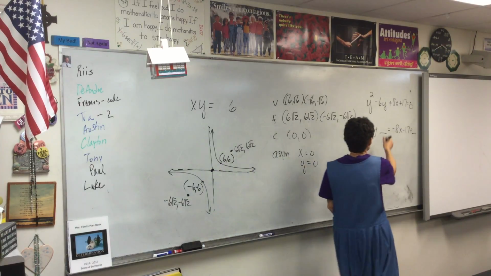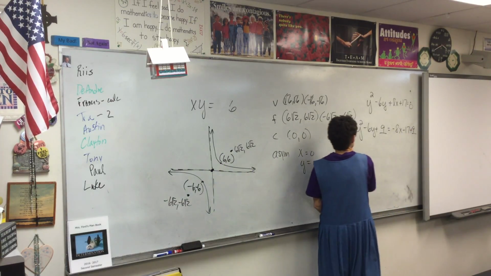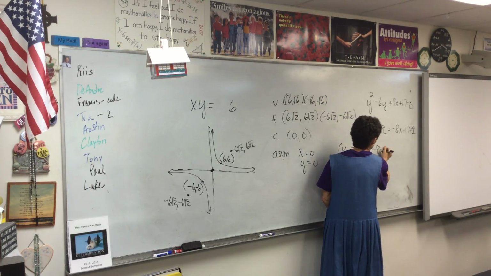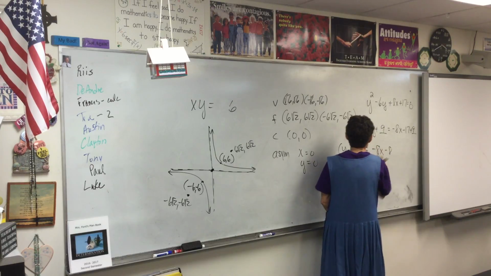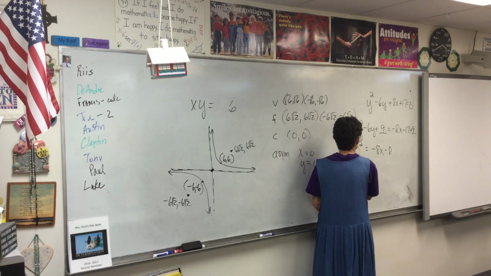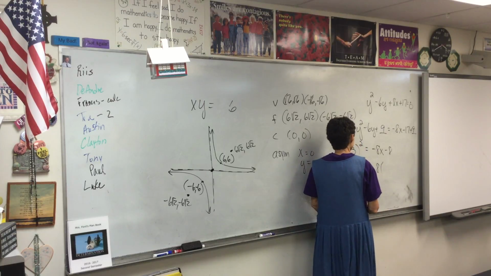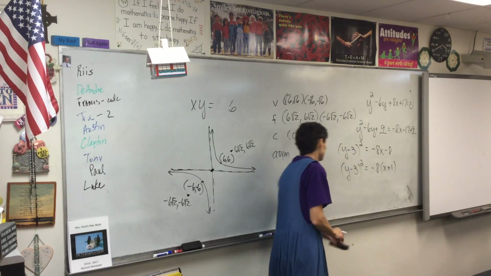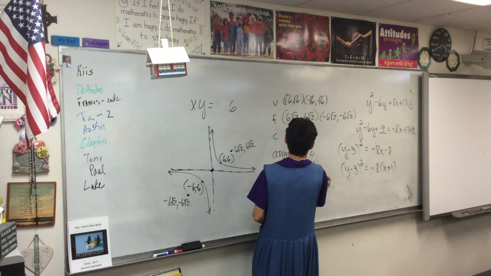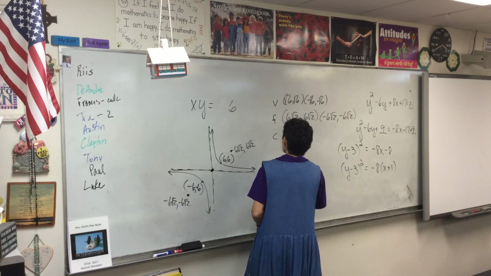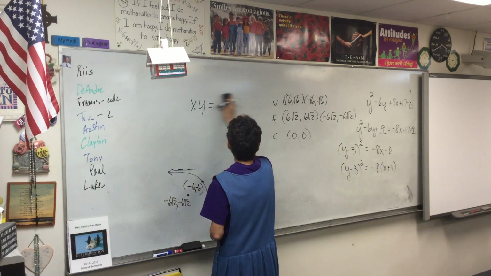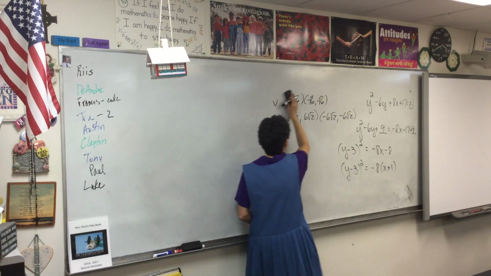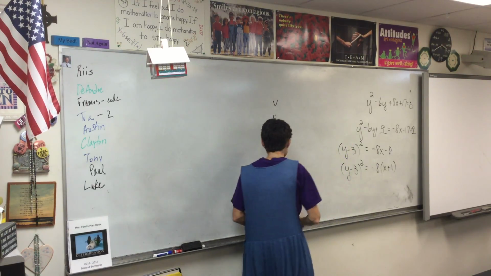All right, so we'll complete the square. So we have y minus 3 squared equal to negative 8x minus 8. So y minus 3 squared equals, be careful, negative 8x plus 1. Is that okay with everybody?